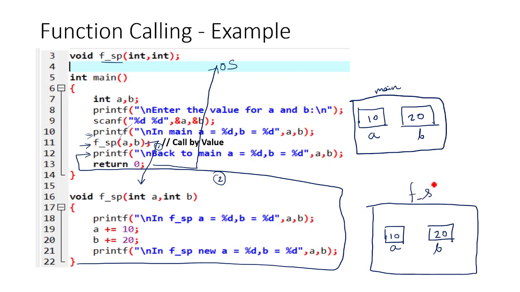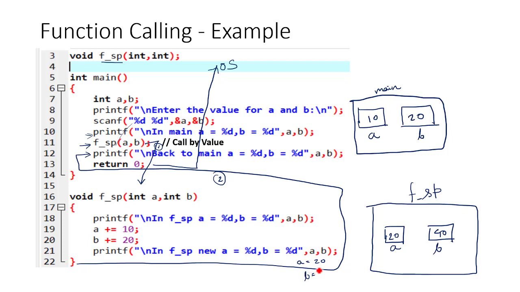Now what we are doing in f_sp is running the printf statement after adding 10 to a, so it will become 20, and as we are adding 20 to b, it will become 40. Now if I execute this printf statement, then what will happen? This function will print a equals 20 and b equals 40 for this printf statement.